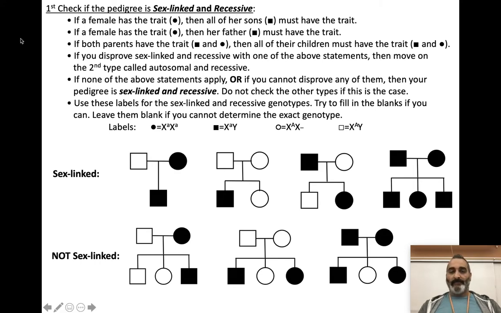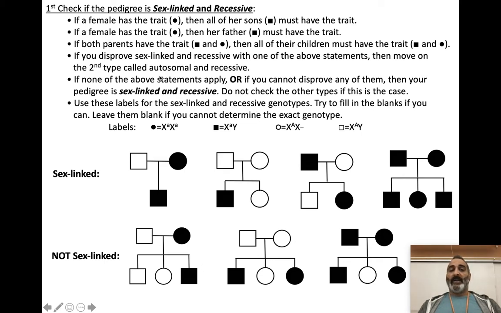Here's the next statement. If a female has the trait, then her father must have the trait. Look at this one here. Female has it. Her father has it. Sex-linked. We can't prove it wrong. Down here, look. Female has it. Her father doesn't have it. Not sex-linked. This one is not sex-linked because if a female has it, her father must have it also. So not sex-linked down here, not sex-linked, not sex-linked. This one's sex-linked so far.